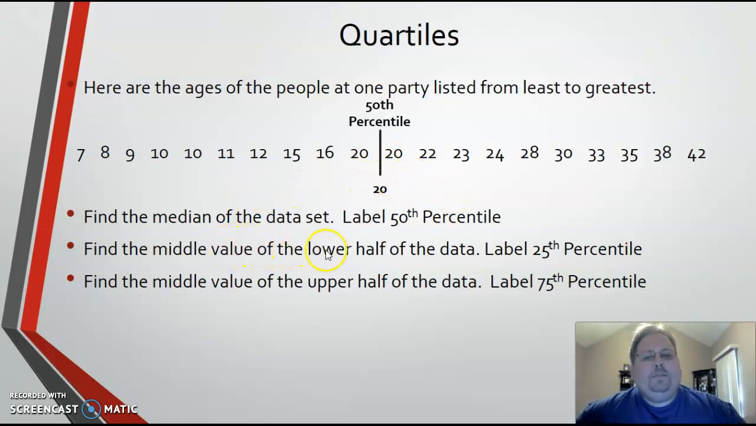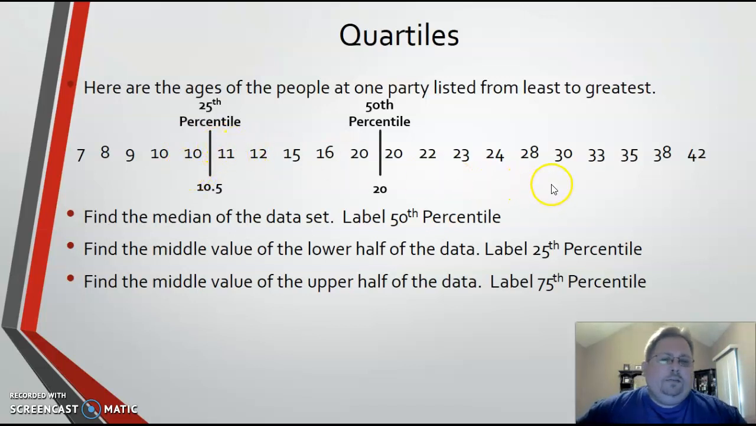Then we need to find the middle value of the lower half of the data. It's just like finding the median, you just are using the lower part of the data. That's going to fall right here between the 10 and 11 if you were to cross numbers off. So 10 plus 11 is 21, divided by 2 is 10.5. And that's the 25th percentile.